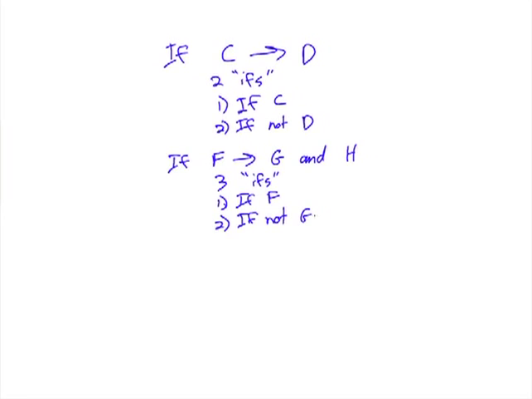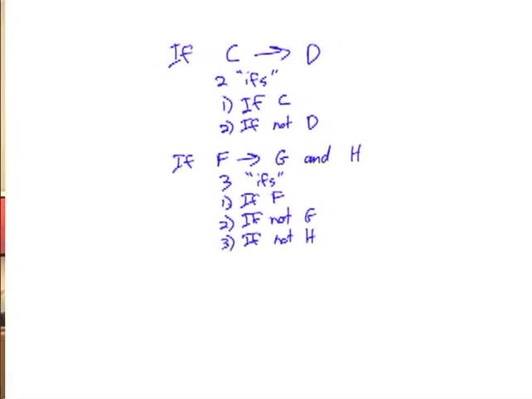If not G, then not F. Number 3, if not H. So this rule, if F, then G and H, gives us 3 ifs, 3 triggers. If F, then G and H. If not G, then not F. If not H, then not F. And again, this is all in your training manual. I'm going to have you review this in just a minute. But for now, I just want to go over this a little bit.